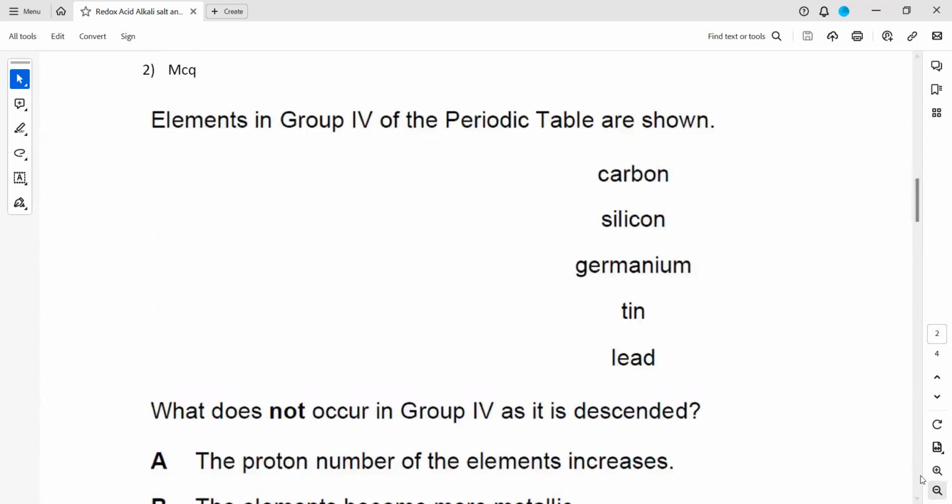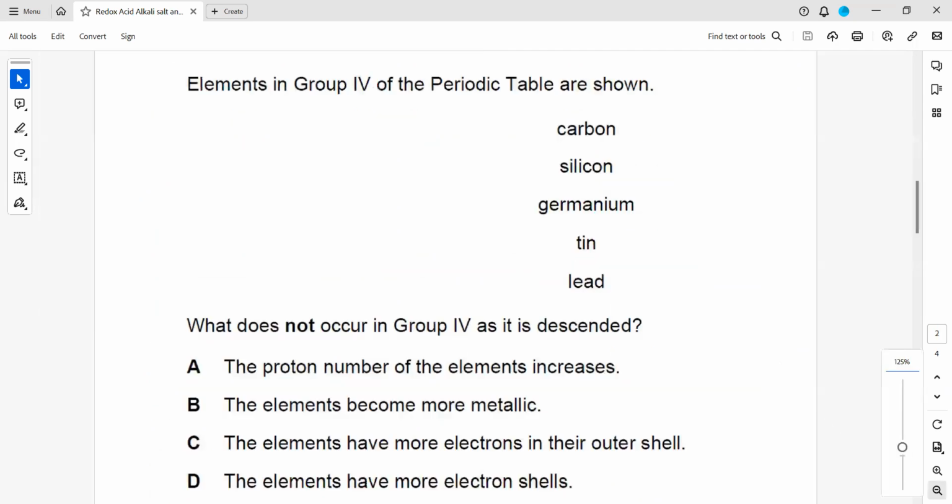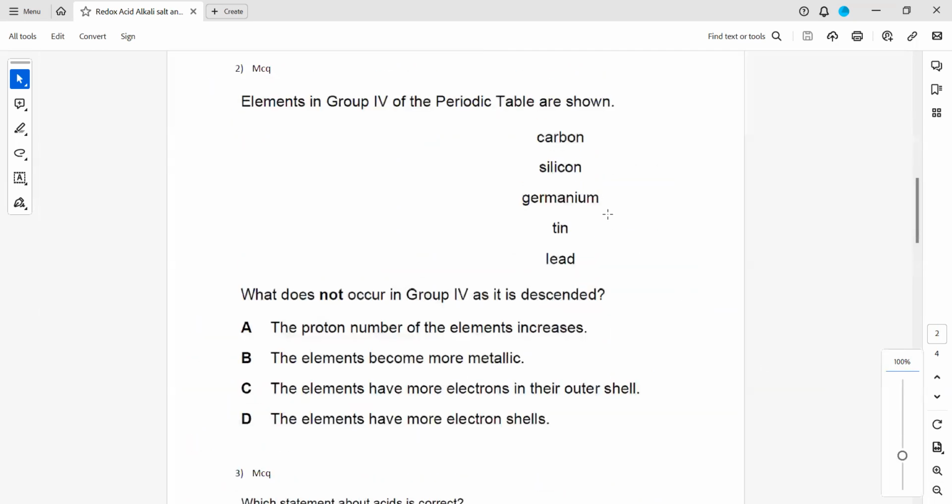In question 2, you can see elements in group 4: carbon, silicon, germanium, tin, lead. So tin and lead are metals. What does not occur in group 4 as we go down the group? The proton number of the element increases. That's true. Whenever we go down the group, the proton number increases. So this is a right statement, but we want to identify which does not happen.